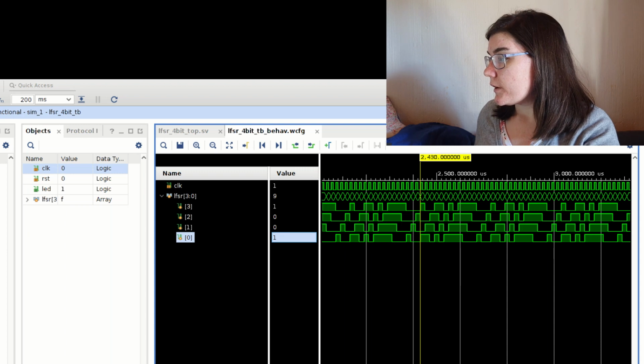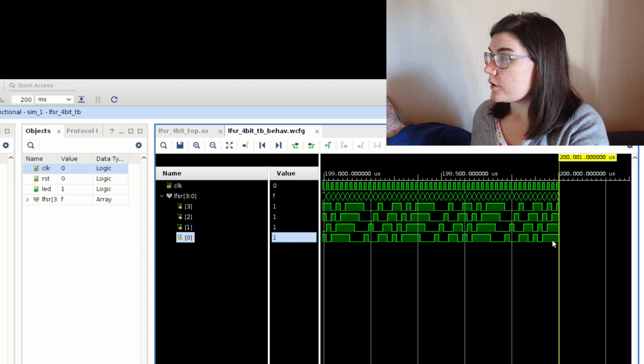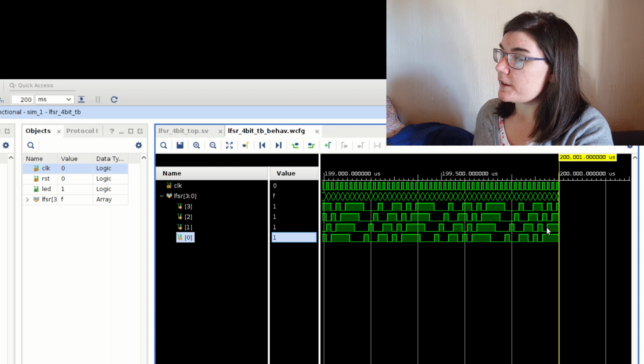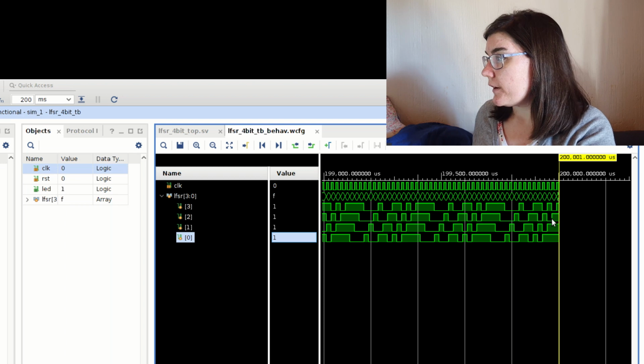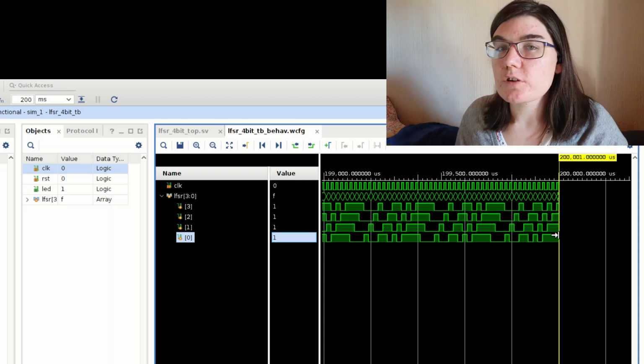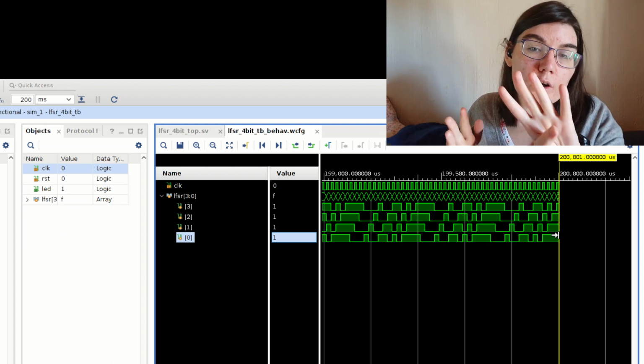So this, the end, is the most recent simulation. Bit zero is the newest data. And then bit one is the data delayed by one, and bit two is zero delayed by two, and three is zero delayed by three. So we have a history of what bit zero looked like in the past for four clock cycles.